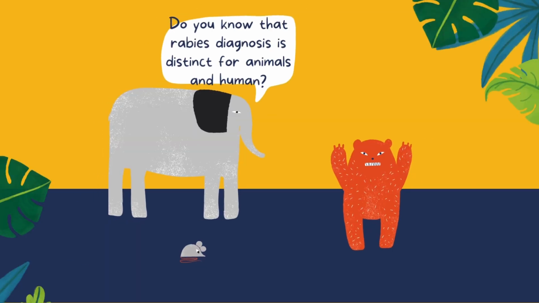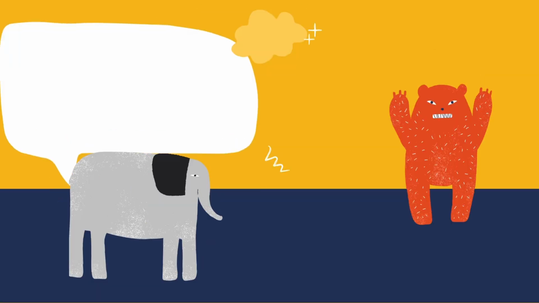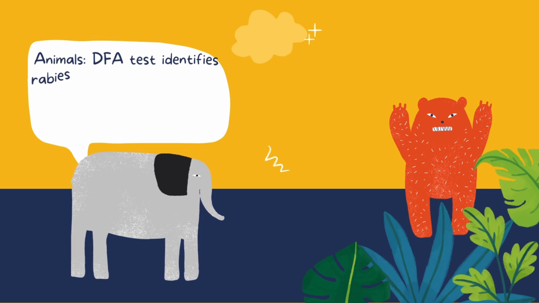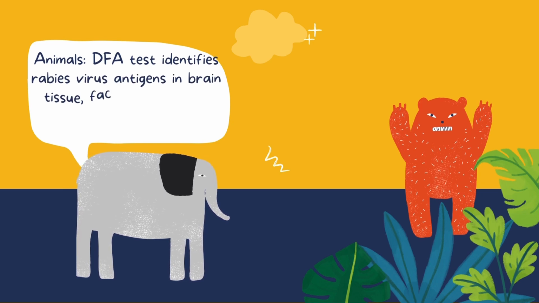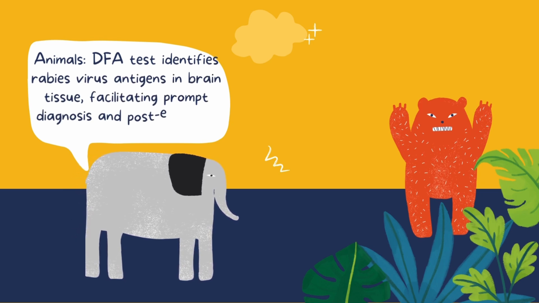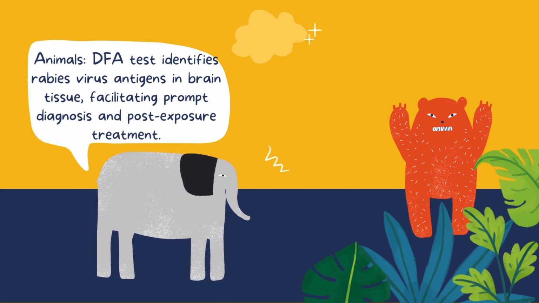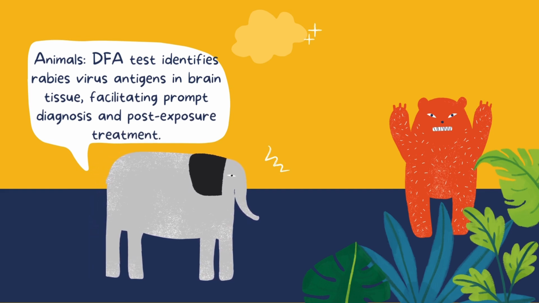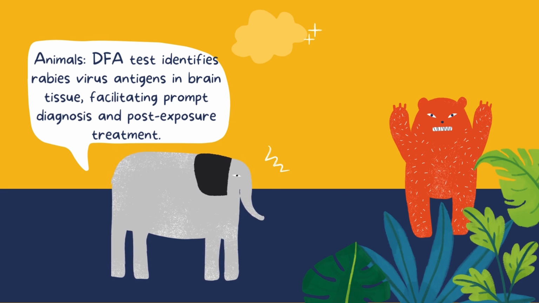Diagnosis is distinct for animals and humans. In animals, the DFA test swiftly identifies rabies virus antigens in brain tissue, enabling prompt diagnosis and facilitating post-exposure treatment. This is not only to prevent unnecessary suffering and financial burdens, but it also helps to support disease surveillance and control efforts.